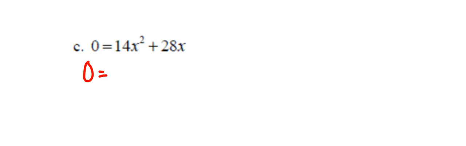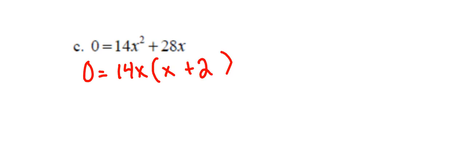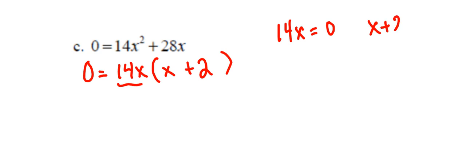So 0 equals, we're going to take out 14x here, and we would have x plus 2. So those are our factors. 14x was the greatest common factor that came out. We're going to set 14x equal to 0. We're going to set x plus 2 equal to 0.